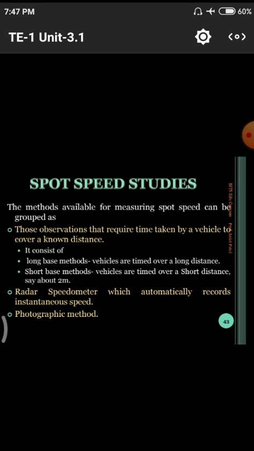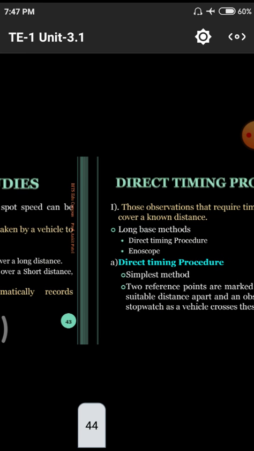Next one is the photographic method. In this photographic method, as we already discussed earlier, we calculate data from CCTV footage. That means for a particular length, the vehicles moving on a particular place, all those things we measure by using CC cameras and other footage methods.